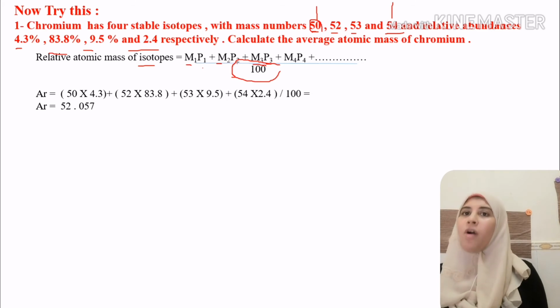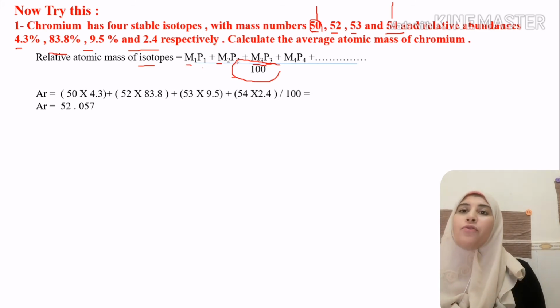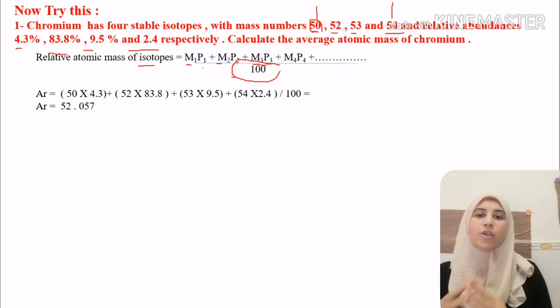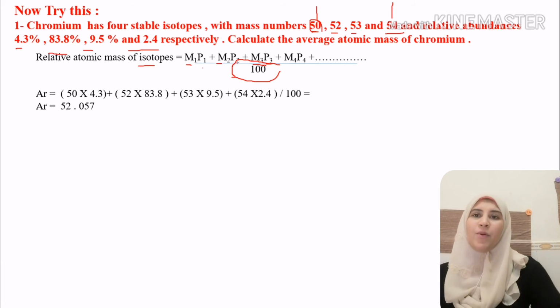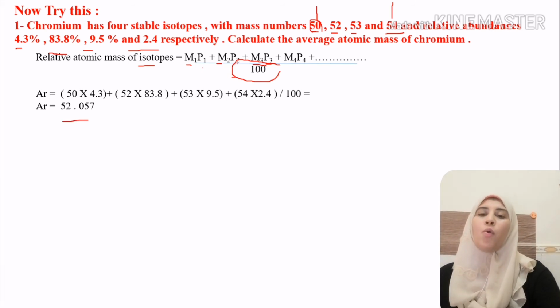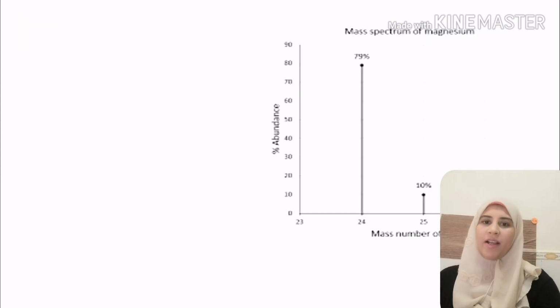Why are you wrong? Because the abundance of 52 is 83.8. So you must be sure you are near the 52 value. Our answer is 52.057, so it is correct.